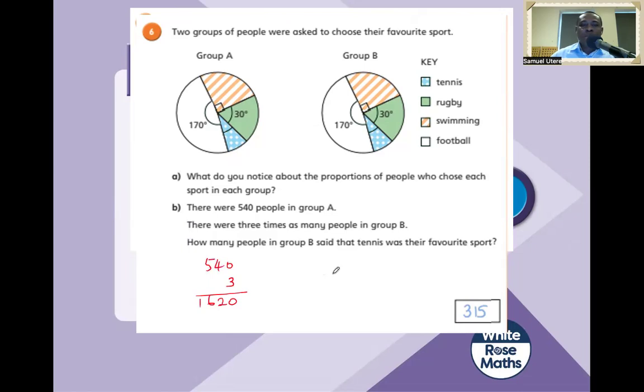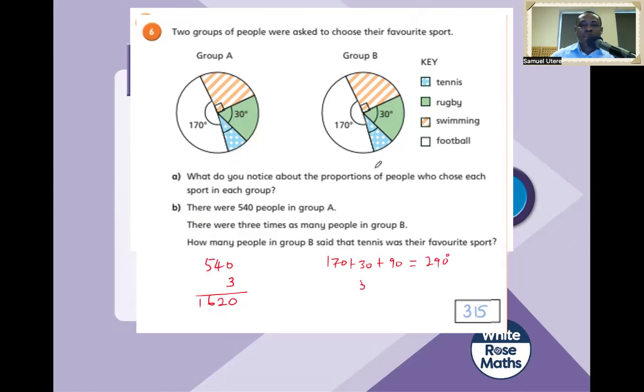Now we ask how many people in group B said that tennis was their favorite sport. We can see from the key that to find the number of people represented by tennis, we can measure the angle. Well, we don't really need to measure because we know everything adds up to 360. So step 1, we can do 170 add 30, which is 200, plus 90, which is 290. So altogether, the other part is represented by 290 degrees.